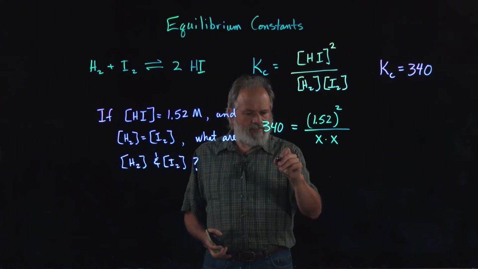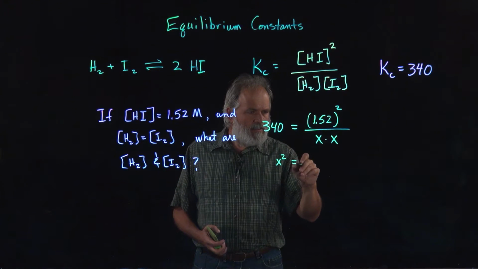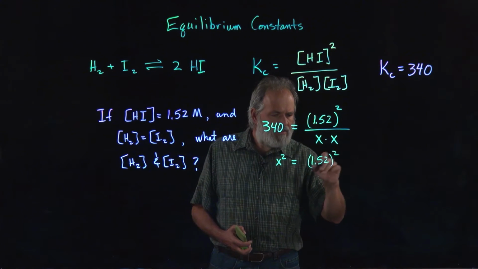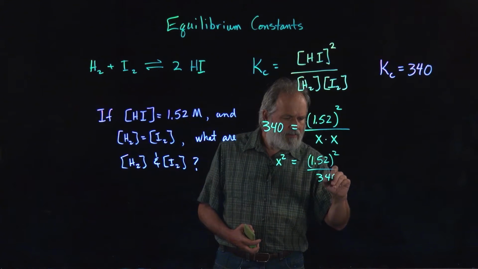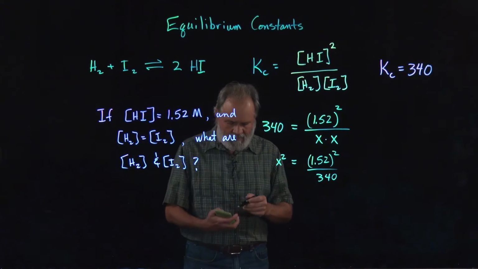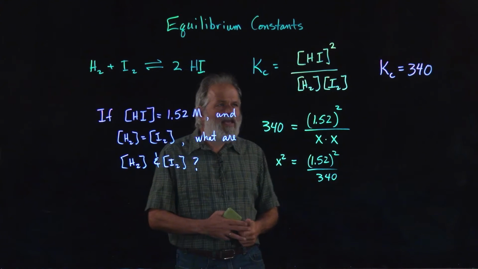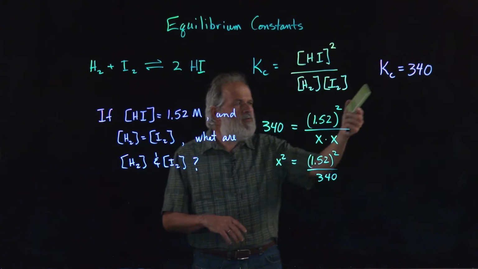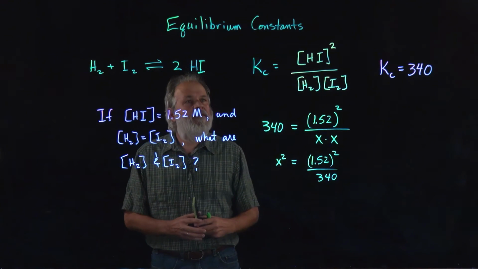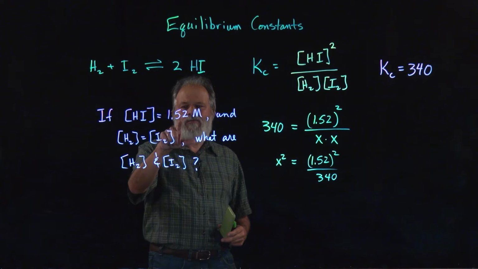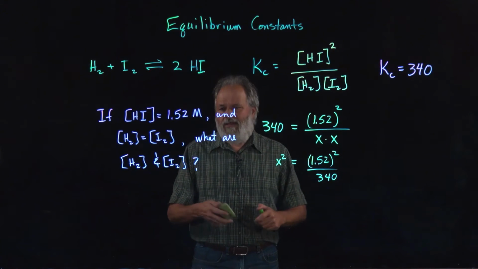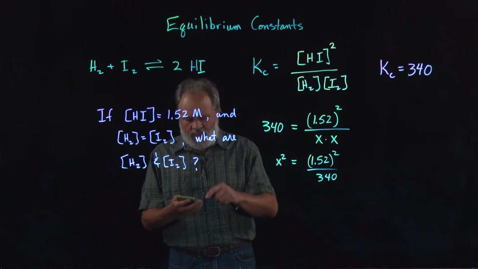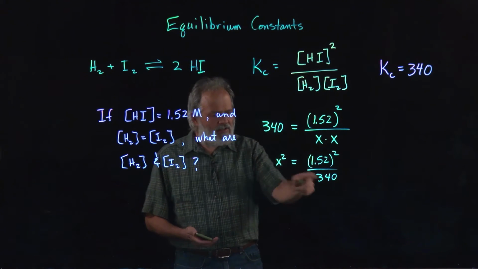So a little algebra gives us x squared equals 1.52 squared divided by 340. Now before we do this, let's look and see, do we expect HI to be a larger number or a smaller number? Okay, so 340 says we expect more product, and so we expect the reactants to be less than 1.52. That's a guess. There are some unusual situations where it might not be true, but that's what we're expecting. Okay, so let's just go ahead and solve this equation.